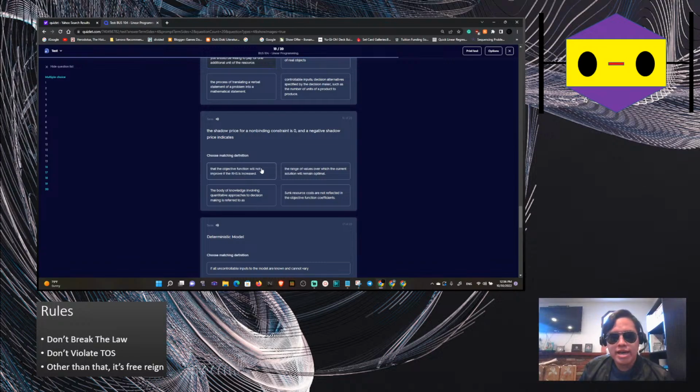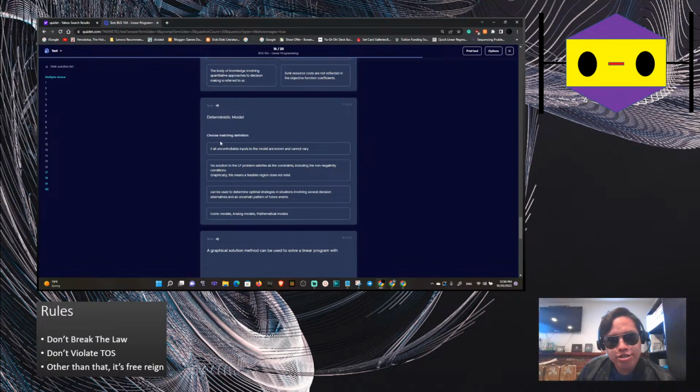Oh, a shadow price of 0, a negative shadow price indicates that the objective function will not improve if the RHS is increased. Yes.